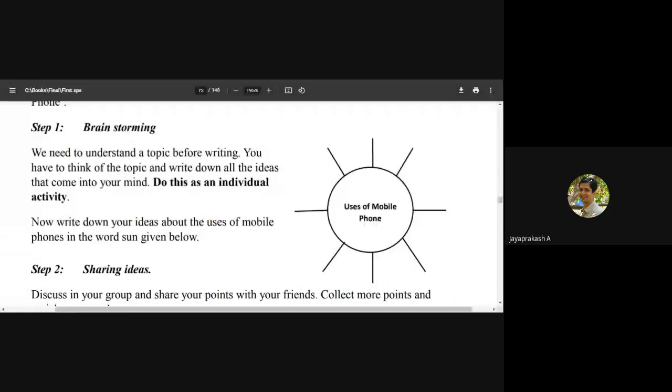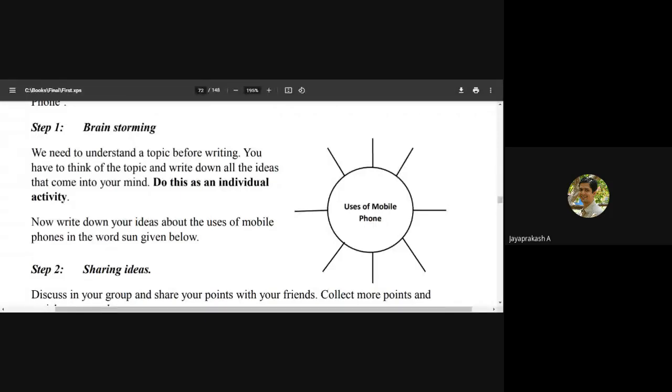We think, we get one idea, immediately we write it down as one ray. Another idea we get, we will immediately write down as the next ray. So these rays of the sun are the ideas, and we get as many rays as the number of ideas that we have. So if I have 10 ideas which I got from my mind after brainstorming, I will have 10 rays in my sun. If I have only 5 rays in my sun, that means I have got only 5 ideas.